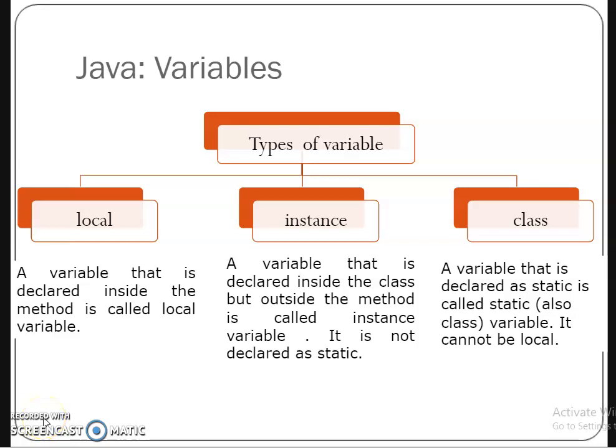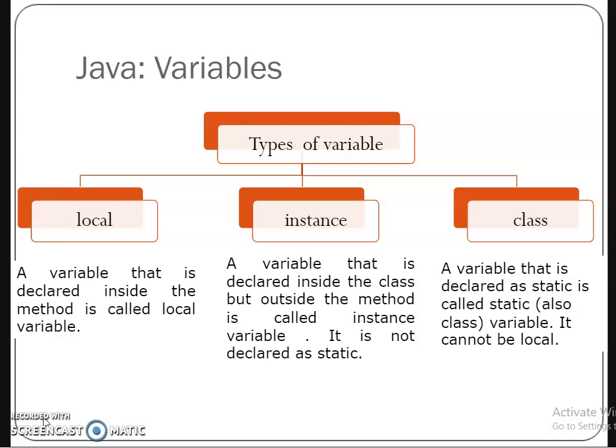Hi girls, in this video I'm going to explain the concept of types of variables in Java. There are three types of variables in Java: local variable, instance variable, and class variable, also called static variable.